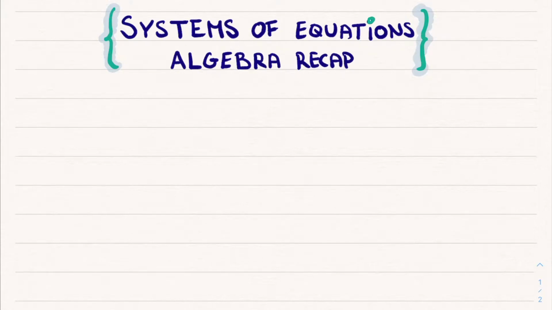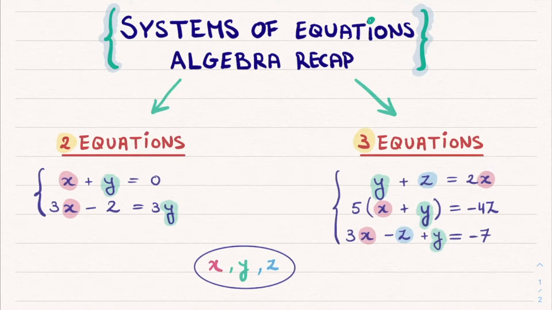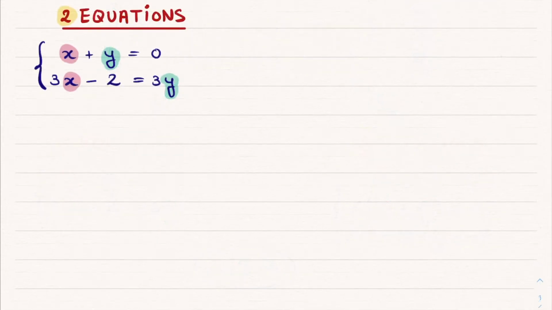In this recap session, we will review how to solve systems of linear equations, in particular systems of 2 and 3 equations. This means finding values for unknowns x, y, and possibly z, such that 2 or 3 equations are true simultaneously. First, we look at a system of 2 equations.